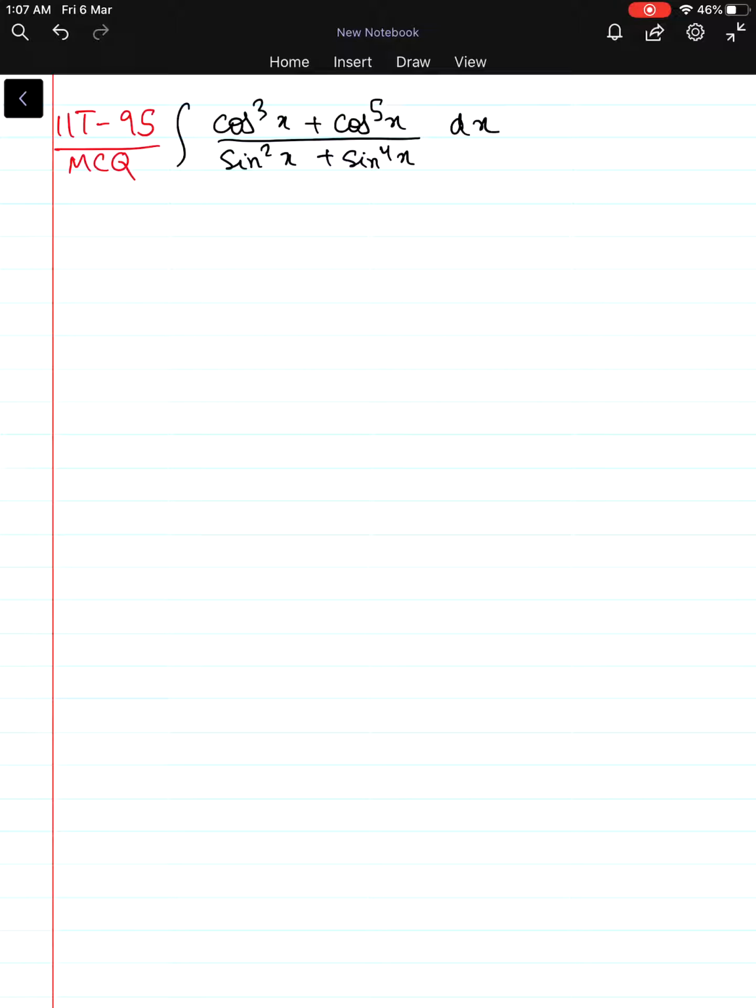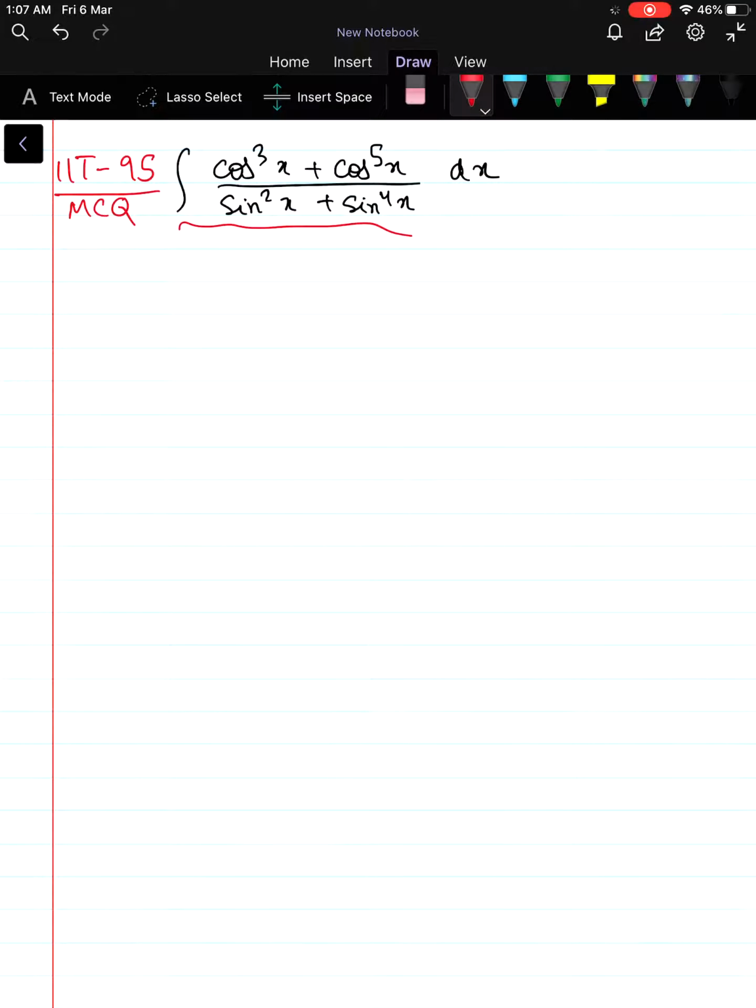Hi, so we are solving an indefinite integral problem again. This problem came in IIT JEE Advanced 1995 as an objective question. So let's directly get into the problem. We have to integrate this given term here.